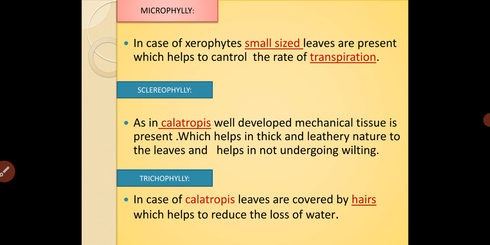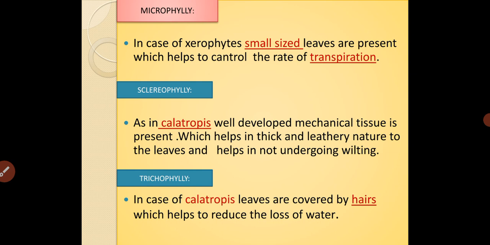Sclerophyly. As seen in case of Calotropis, well-developed mechanical tissues are present which help in the thick and leathery nature of the leaves and also they do not undergo wilting. Sclerophyly is the condition where well-developed mechanical tissues are present as seen in case of Calotropis so that the leaves are thick and leathery in nature and they never undergo wilting.